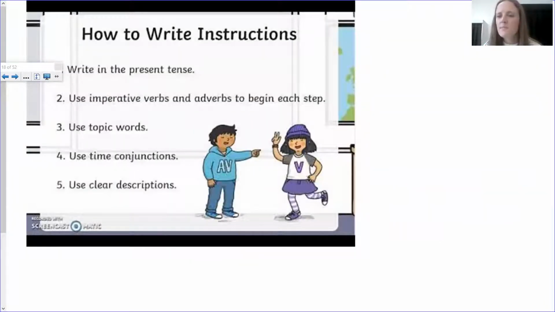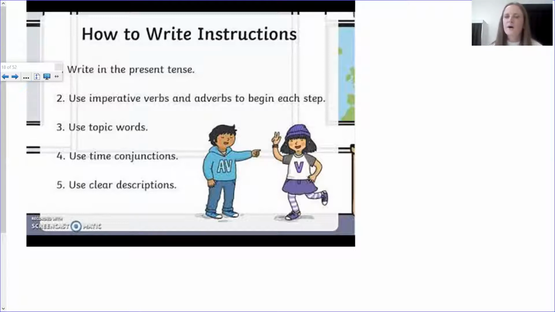So, things to remember when you are writing your instructions. It's written in the present tense. So first do this, then do this. After that, do this. Finally, take over the school. You use your imperative verbs and your adverbs to begin each step.